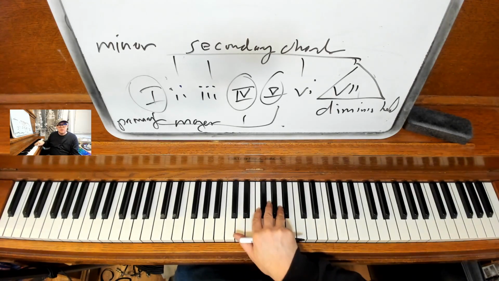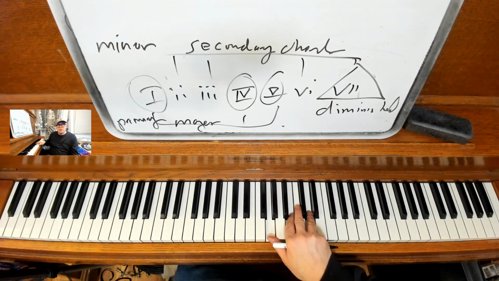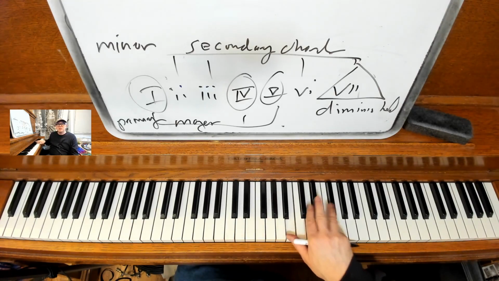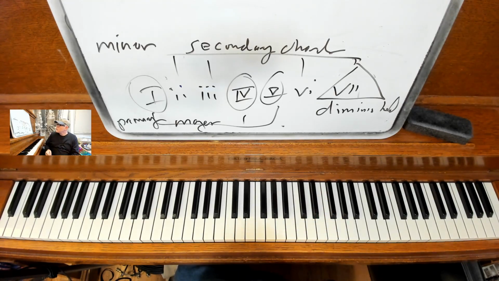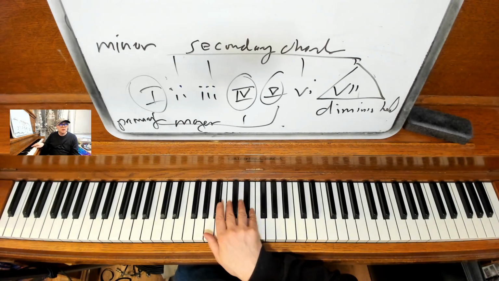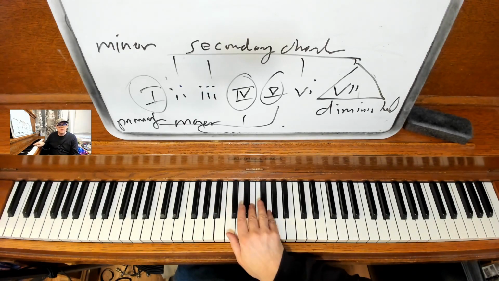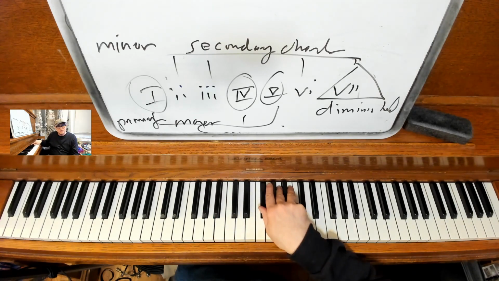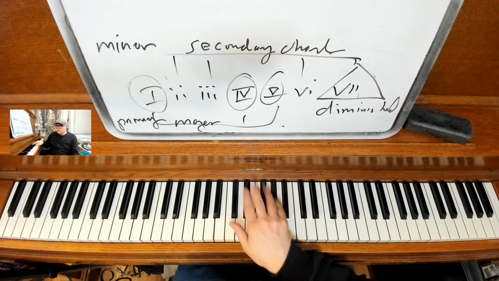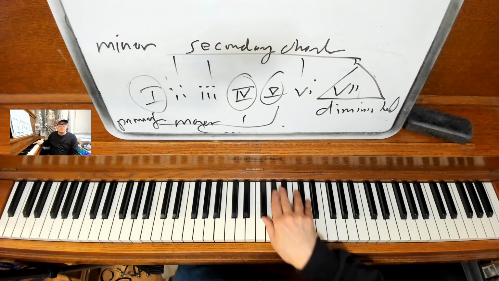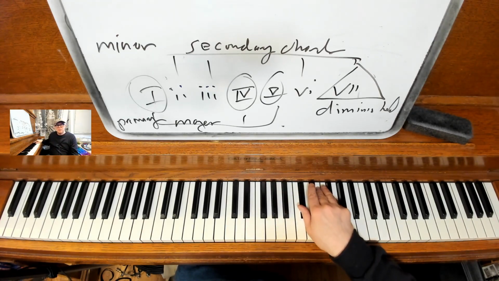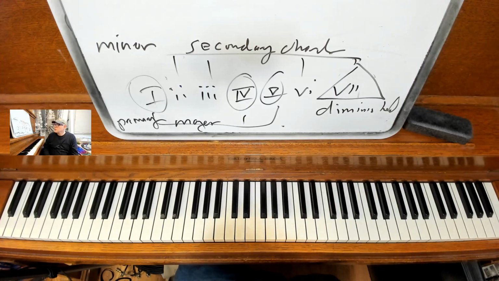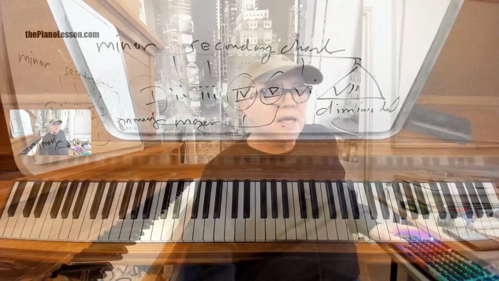So it's C major, D minor, E minor, F major, G major, A minor, B diminished, C major, and that pattern is consistent throughout any key. G major, A minor, B minor, C major, D major, E minor, F sharp diminished, or D major, E minor, F sharp minor, G major, A major, B minor, C sharp diminished. It makes the same music. So you need to be able to take any of those scales and make chords out of them.